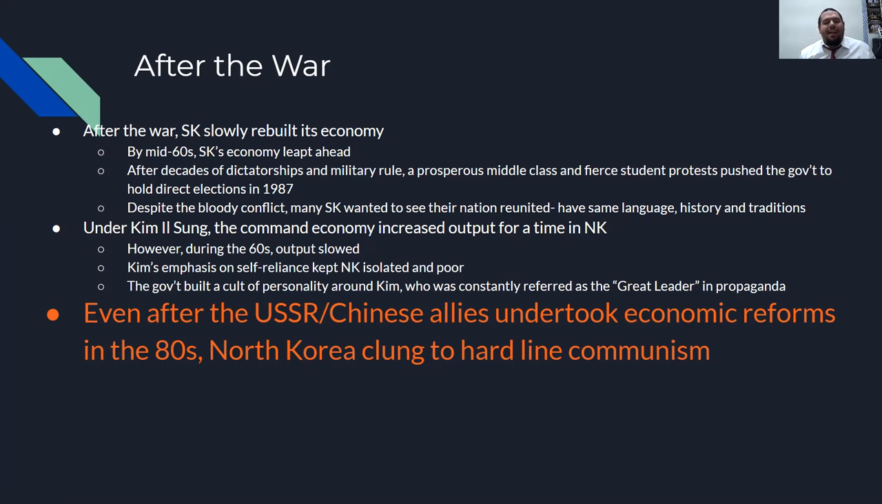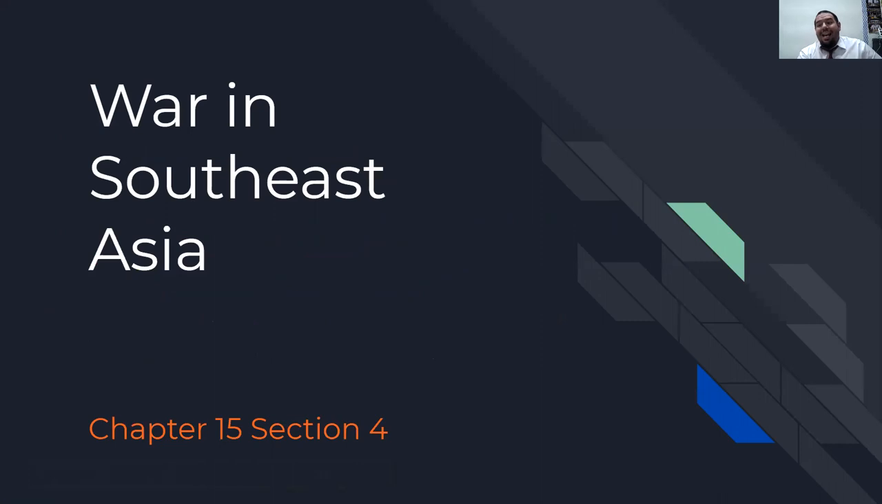But under Kim Il-sung, the command economy increased output for a time in North Korea. Again, kind of like in the Soviet Union, where for a time, Stalin's five-year plans kind of helped the economy. But then over time, communism tends to peter out. Kim's emphasis on self-reliance kept North Korea isolated and poor. The government built a cult of personality around Kim, who was constantly referred to as the great leader in propaganda. Even after the USSR and Chinese allies undertook economic reforms in the 1980s, North Korea clung to hardline communism, and it is still communist to this day.